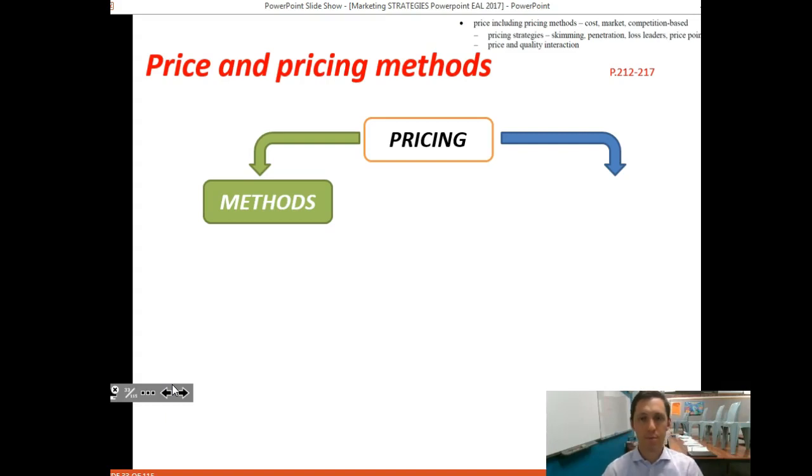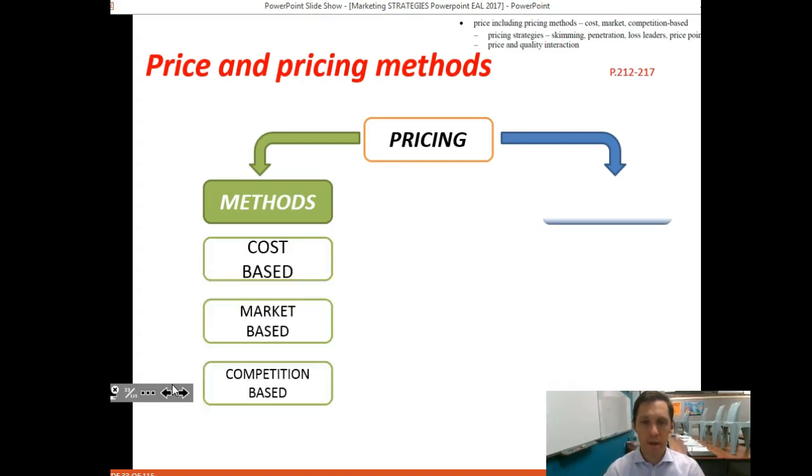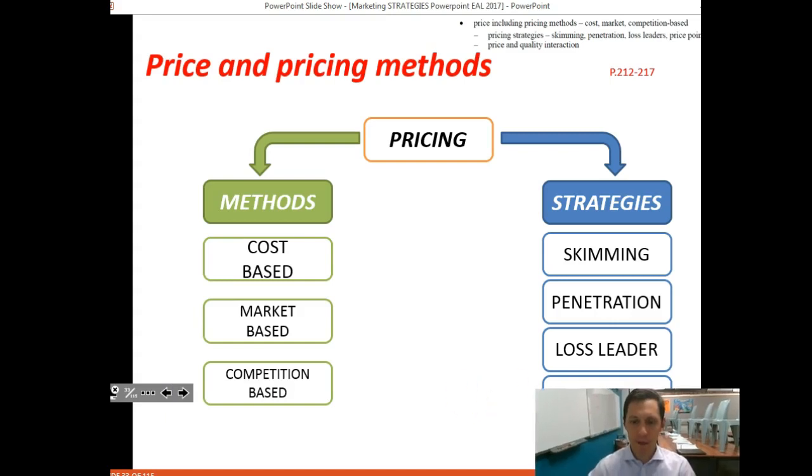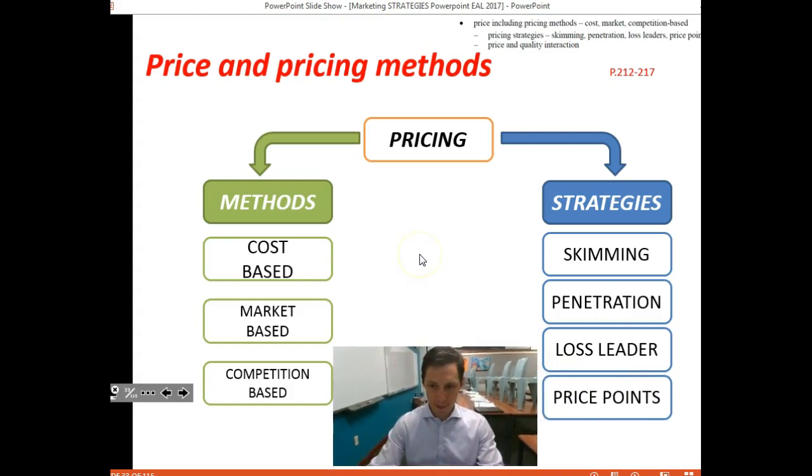But the first important thing to understand is that there are pricing methods and there are pricing strategies. So the main pricing methods are a cost-based price, a market-based price, or a competition-based price. And then there are 4 key marketing strategies, being price skimming, penetration pricing, loss leader, and price points.